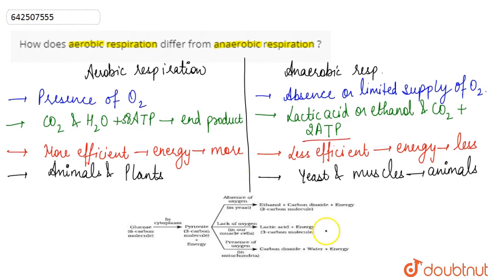If we just look at the diagram here, we can see the two types of respiration. The first one takes place in the presence of oxygen, that's aerobic respiration, which basically takes place in the mitochondria, in which carbon dioxide, water and energy are released. When there is a lack of oxygen in our muscle cell, then lactic acid and energy are produced. But when there is complete absence of oxygen, as in case of yeast, then ethanol, carbon dioxide and energy are released. So this is the entire difference between aerobic and anaerobic respiration.